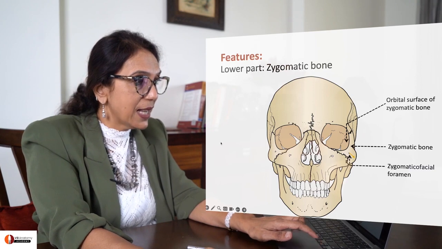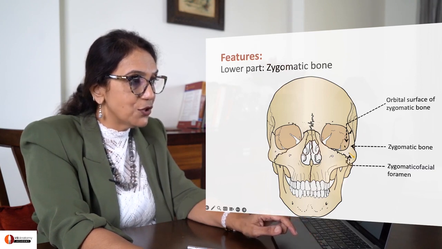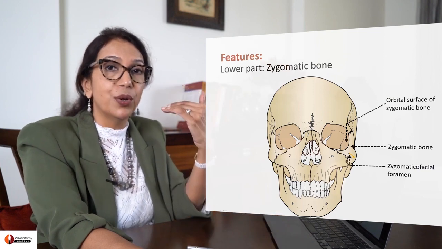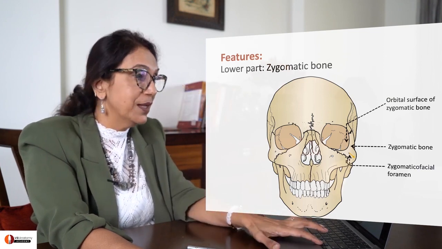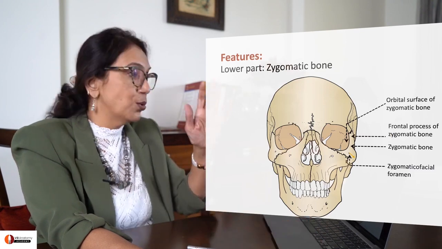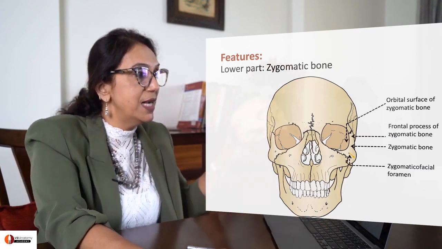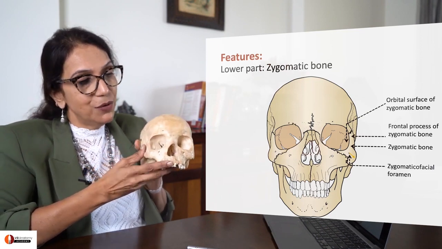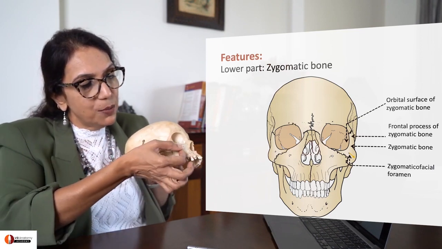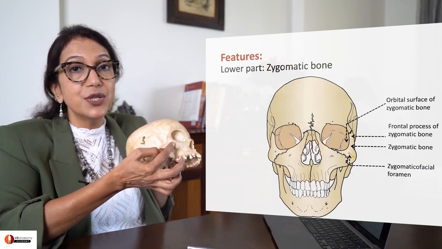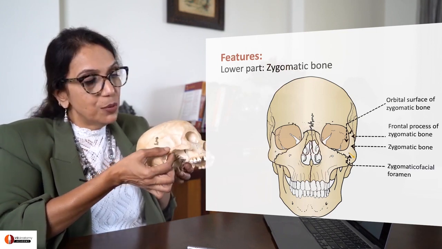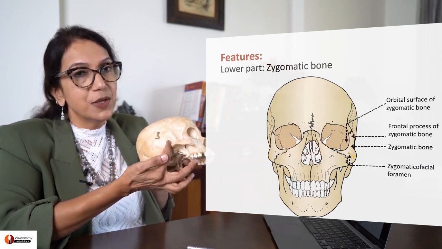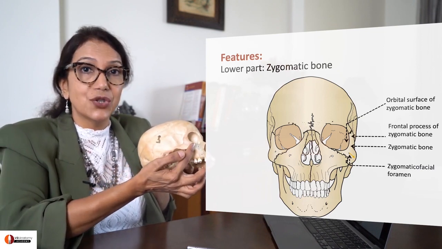You can see how the zygomatic bone is giving out a projection into the orbit, which helps to form the lateral wall and floor of the orbit. It gives rise to a process that goes up, which is called the frontal process of the zygomatic bone, this one. If you look carefully, you can see zygomatic bone giving out a process posteriorly also, which goes on to meet the zygomatic process of temporal bone and form this beautiful zygomatic arch.